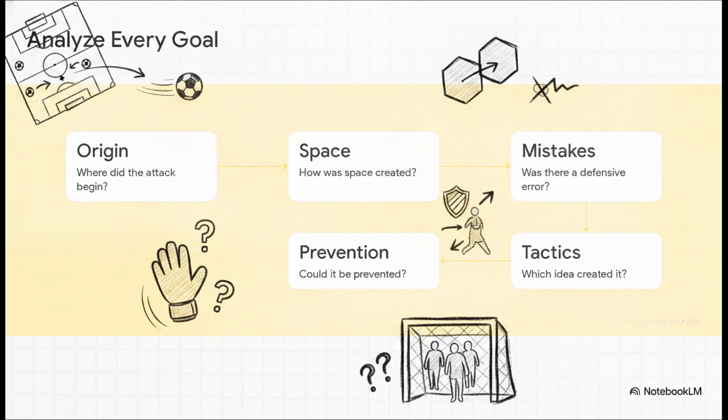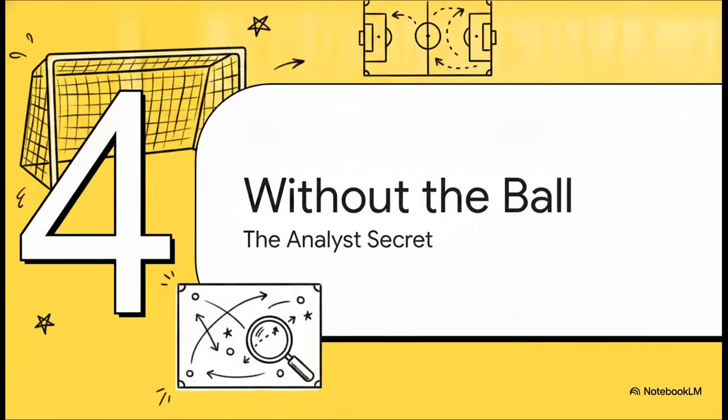Which specific tactical idea, like a clever blindside run or a deliberate overload, created that chance? And ultimately, could the goal have been prevented? As an analyst, you must always be explaining the why. All right, phase 4, watching without the ball.